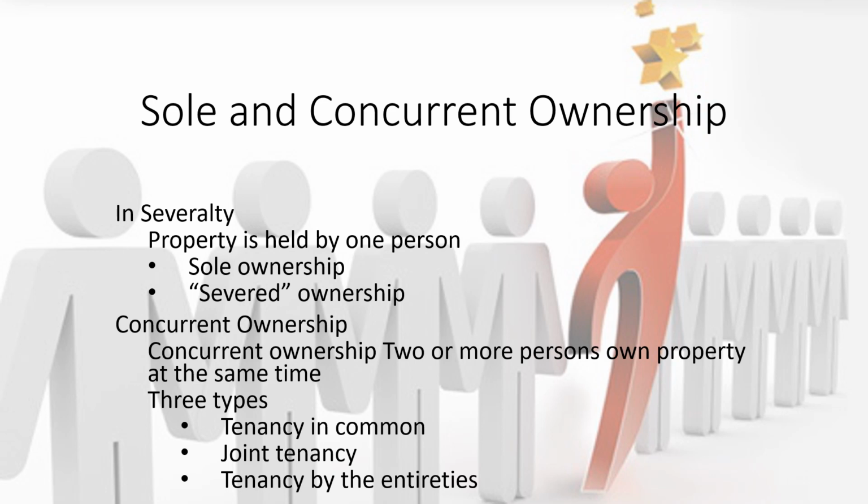Sole and concurrent ownership. In severalty means that the property is held by one person, either sole ownership or severed ownership. Concurrent ownership means two or more persons own the property at the same time, and there are three types. There's tenancy in common, joint tenancy, and tenancy by the entireties.